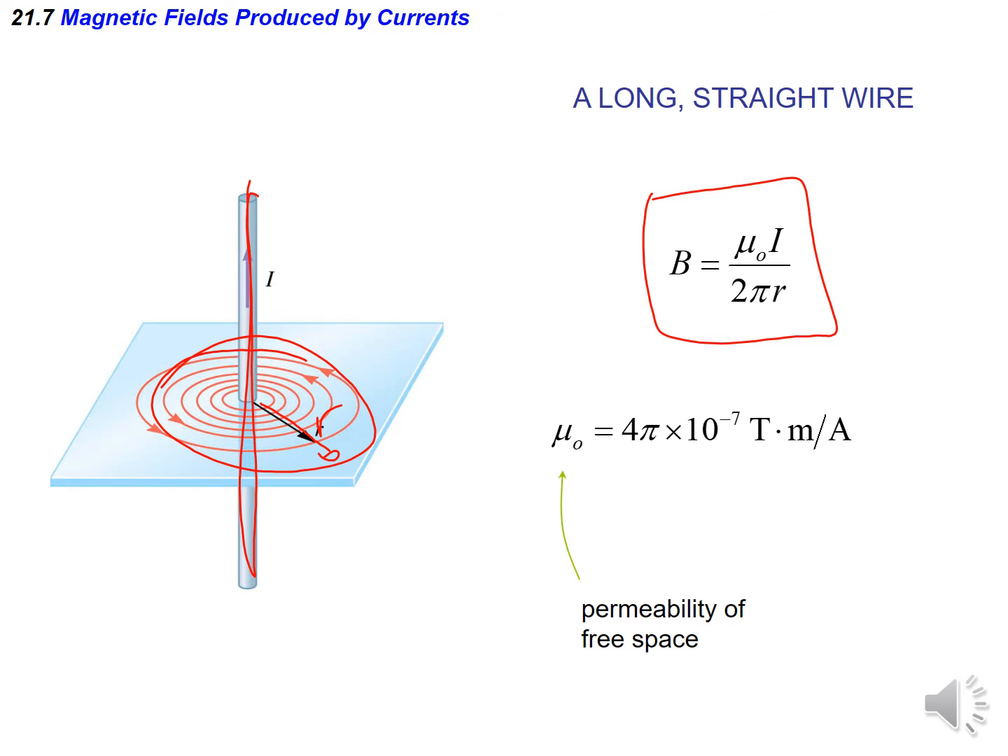4 pi times 10 to the negative 7 is also 12.57 times 10 to the negative 7. Okay, so if you want to use your calculator, you can use 4 pi times 10 to the negative 7 or simply 12.57 times 10 to the negative 7. Again, for us to solve the magnetic field along a straight wire, the formula is magnetic field, or B, is equal to permeability of free space, which is constant, multiplied by the given current divided by 2 pi r. Again, r here is the radius of the magnetic field based on the illustration.